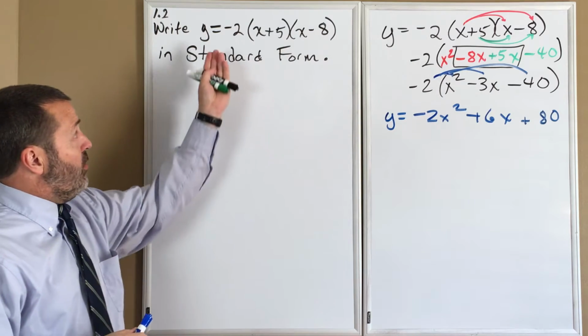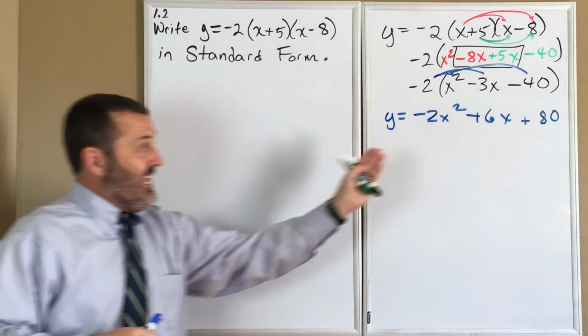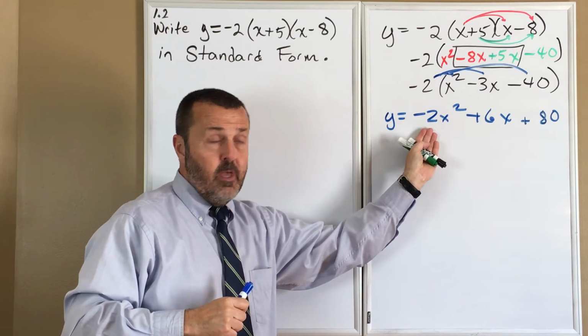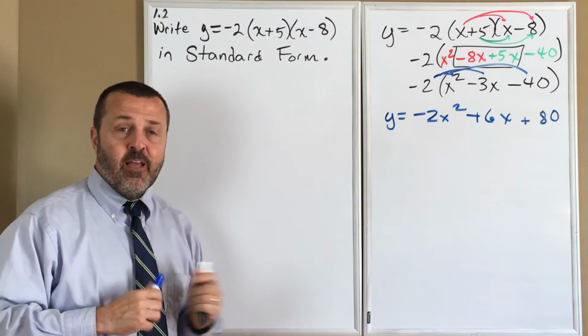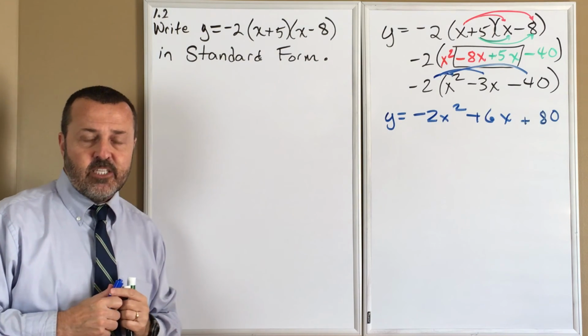I have transformed my intercept form into standard form by using the FOIL method and the distributive property. That is the third part of lesson 1.2.